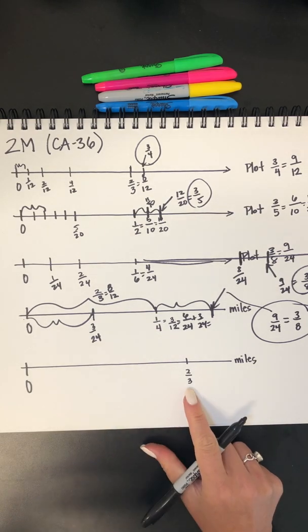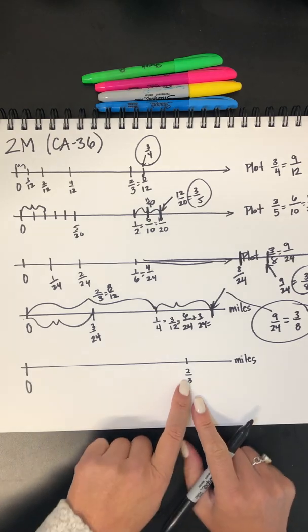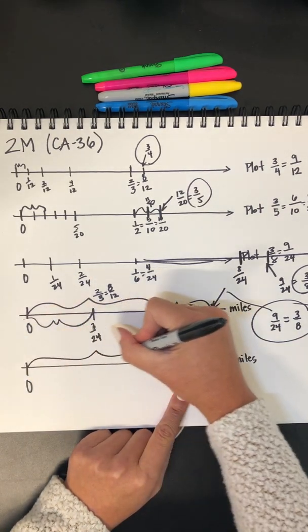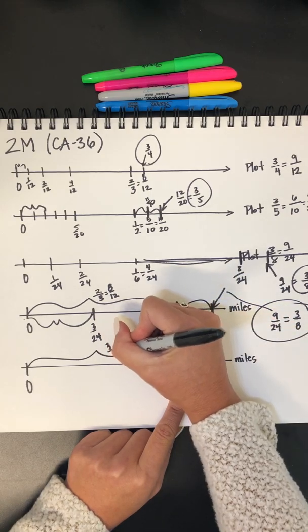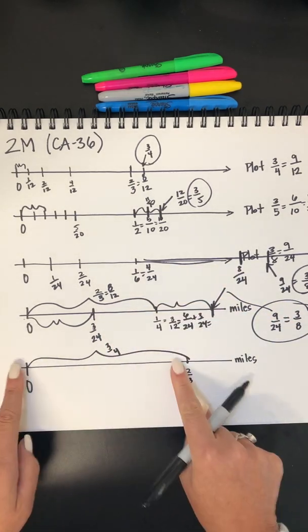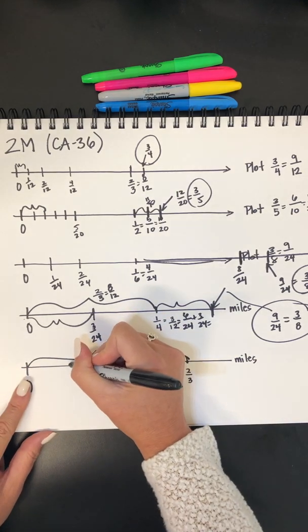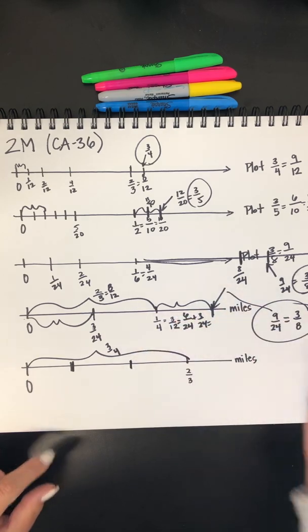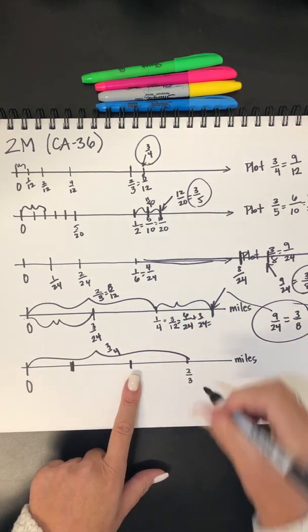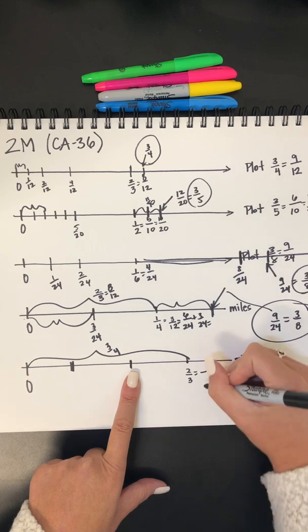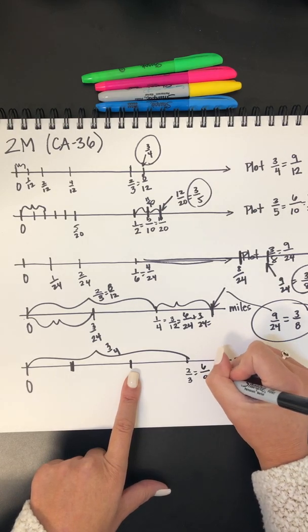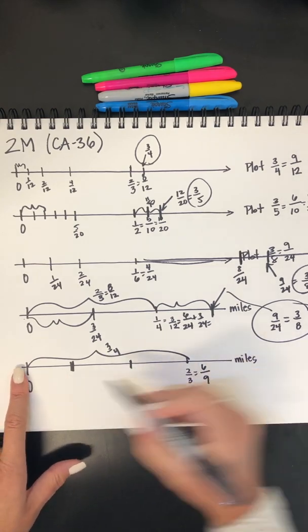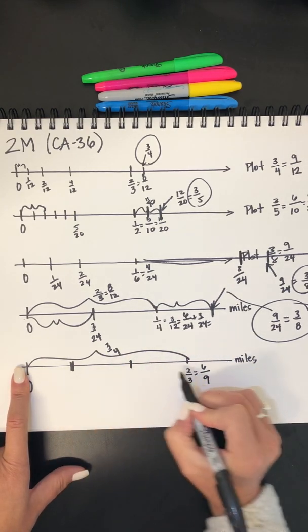Tyler has run 2/3 of a mile, so this is how far he's gone, and this is only 3/4 of the total distance he's run. So I want to look at this 3/4. I want to partition this into thirds. That's what I'm looking at here, so that I can look at this 2/3 as 6/9. Because I'm looking at 3/4, we want 1 more fourth, so I partition this into thirds right here.